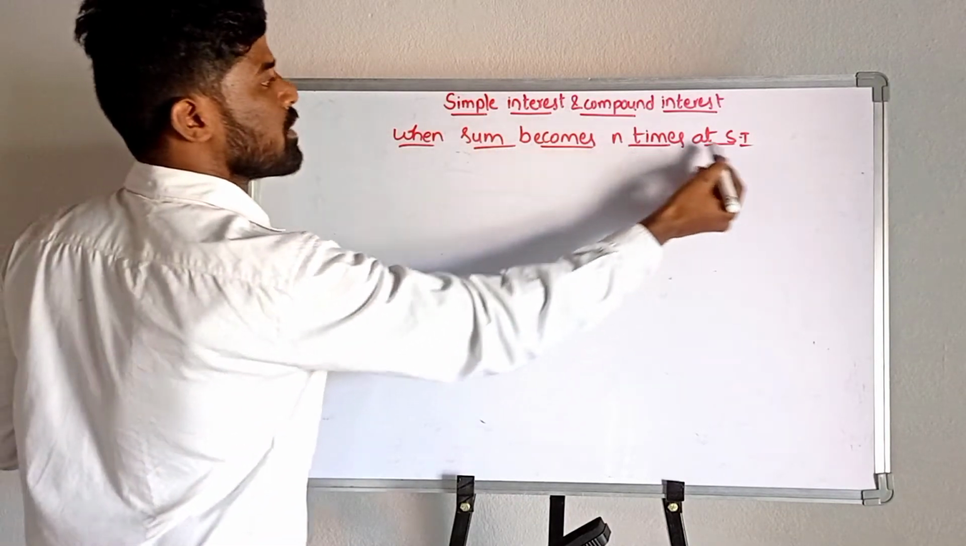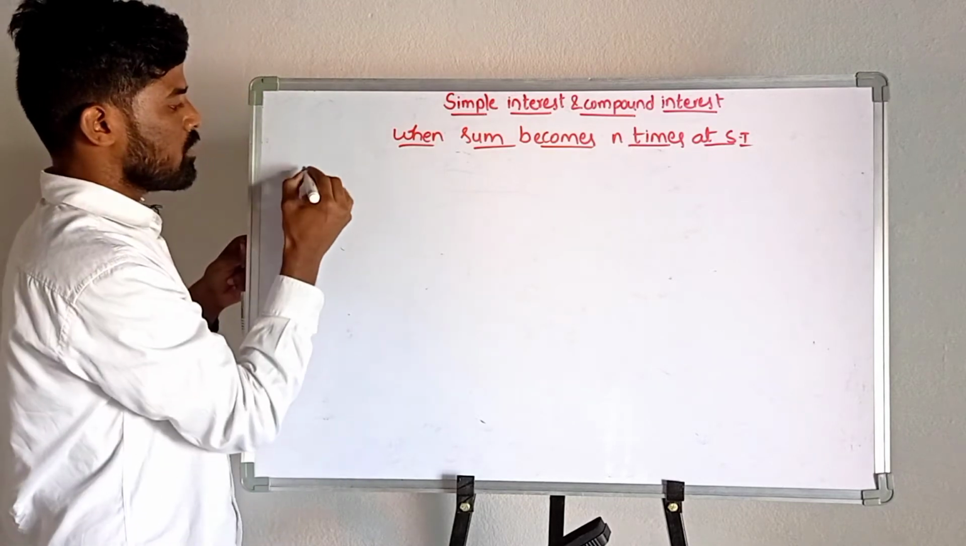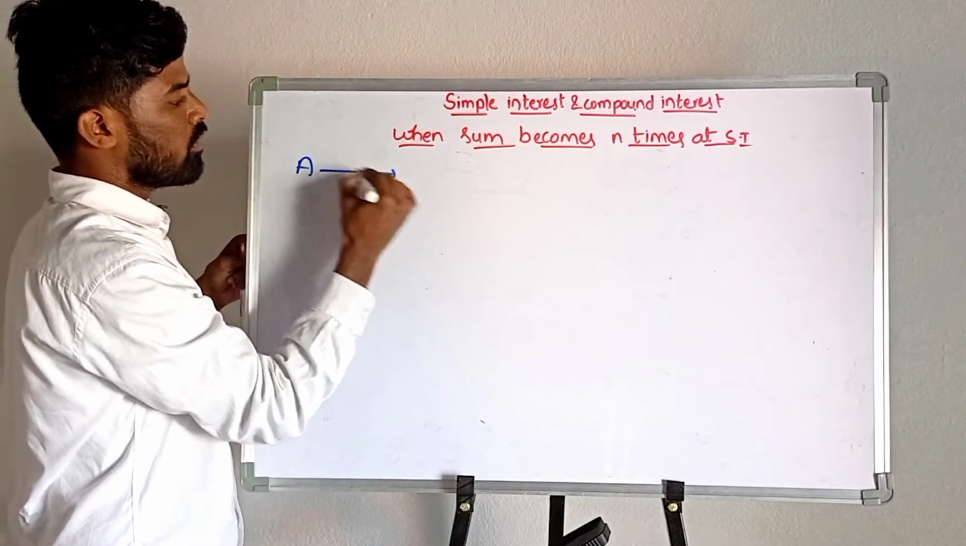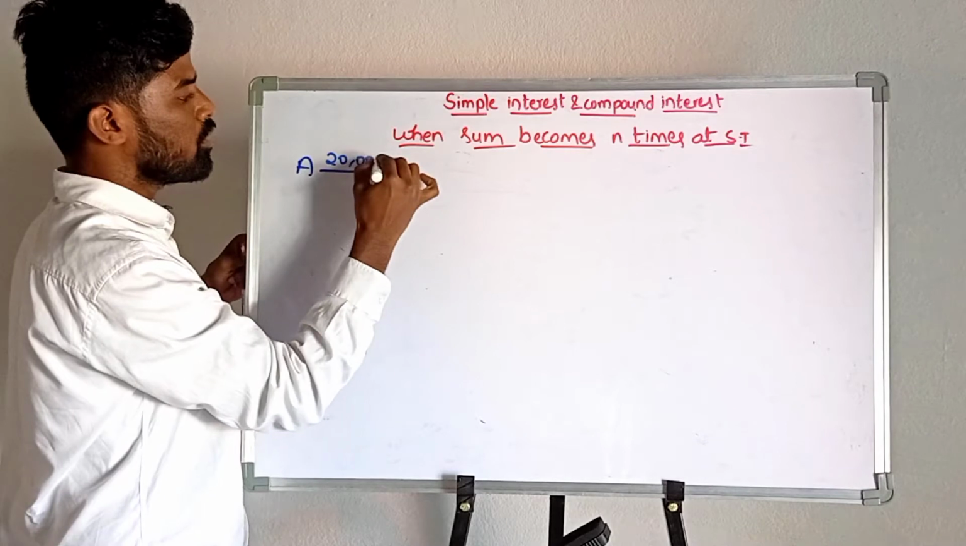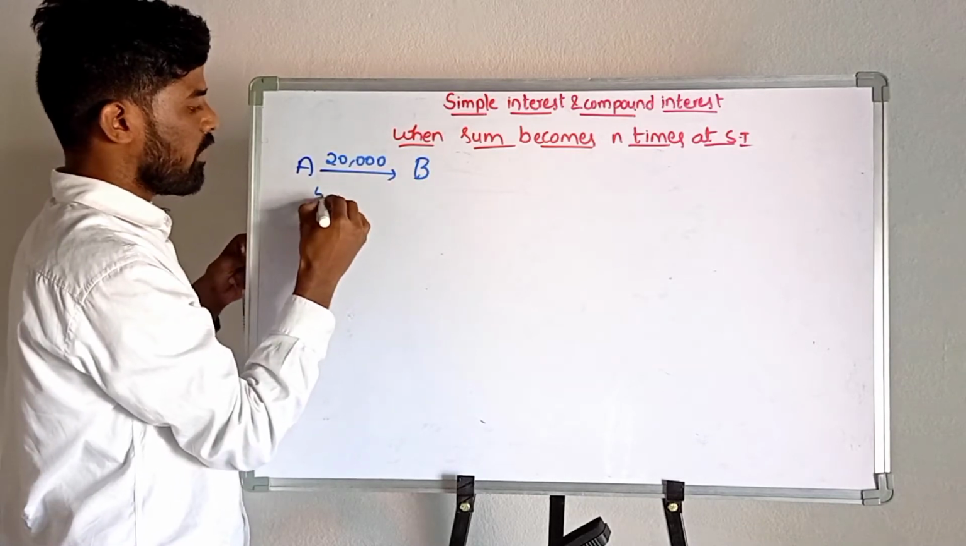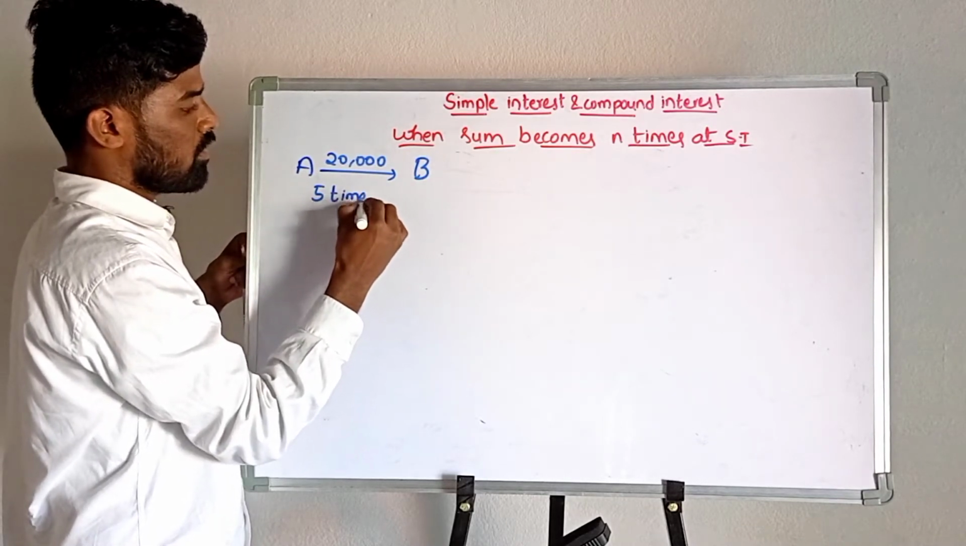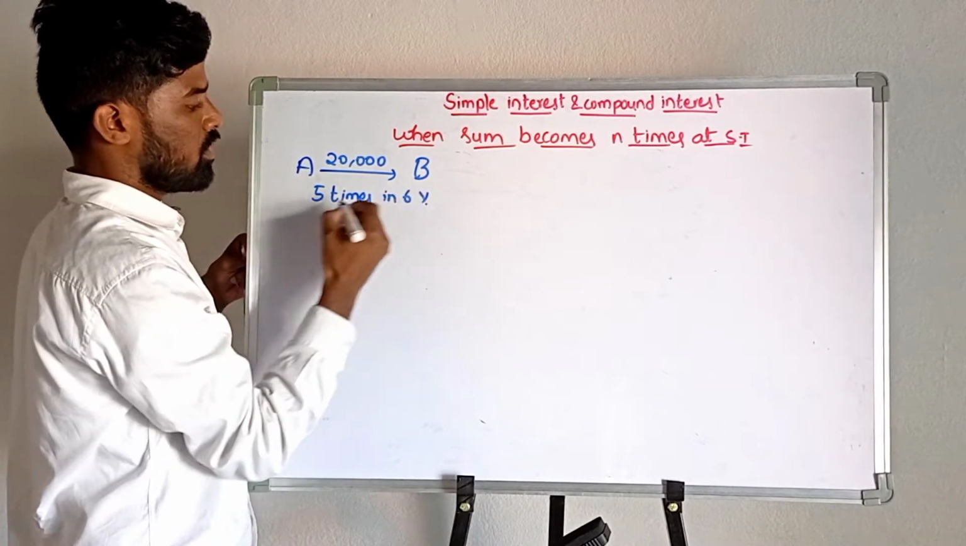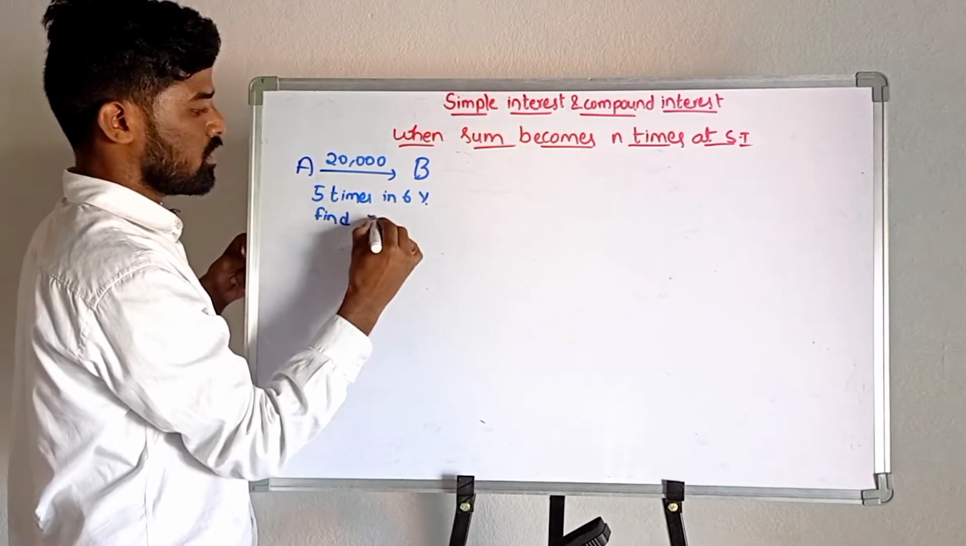When a sum becomes n times at simple interest: for suppose A gave an amount of 20,000 to B, it became 5 times in 6 years. Find the rate of interest.